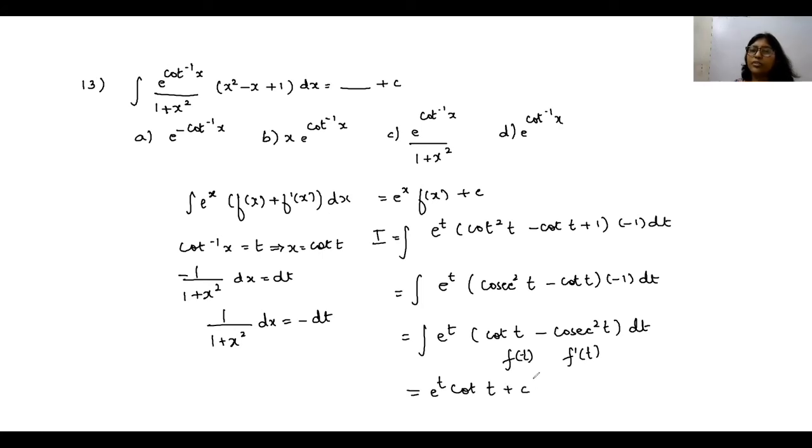And put the value of t back. What is it? Cot inverse x. So e raised to cot inverse x and cot t is x into x plus c.